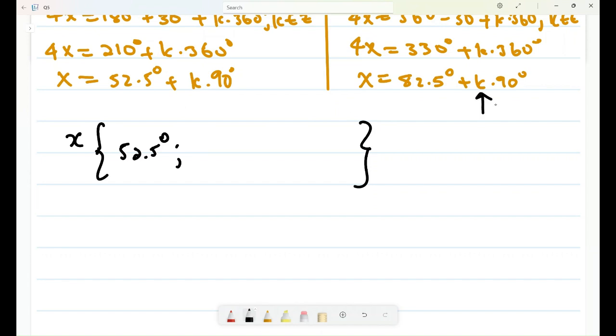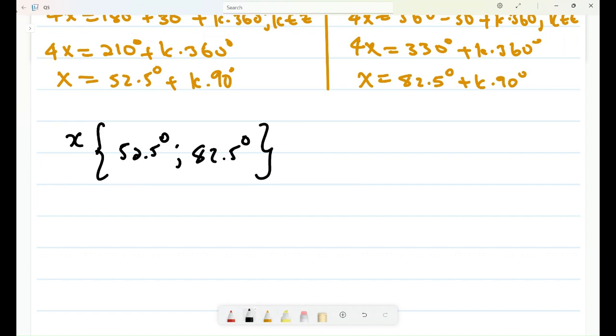When we insert 0 here, it is going to be just 82.5 degrees. When I set 1, it's going to be more than that. When I say negative 1, it's going to be less than 0. So it was going to be only these two.